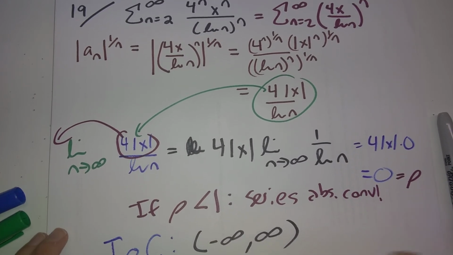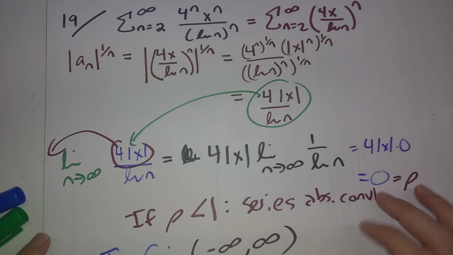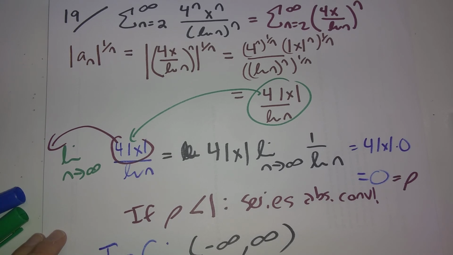So, moral of the story, watch out for these kinds of cases. This can happen as well. And also, every so often, we use the root test to determine convergence of a power series instead of the ratio test.